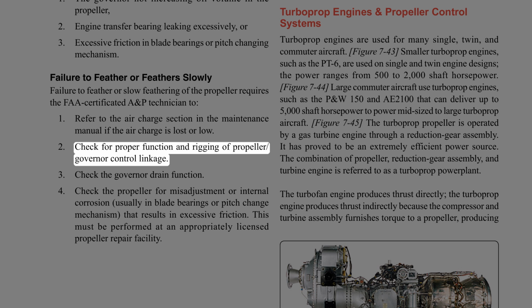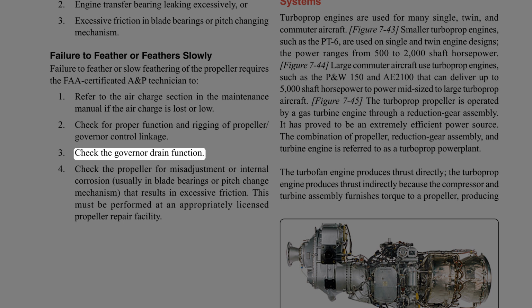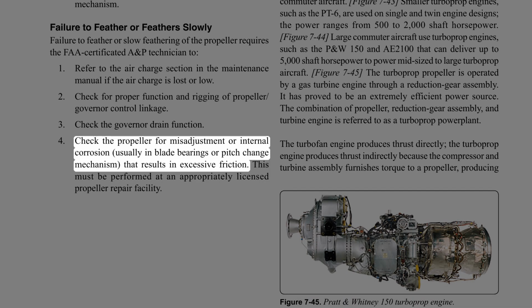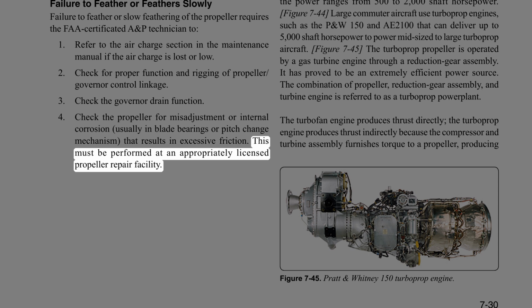Check for proper function and rigging of propeller, governor control linkage. Check the governor drain function. Check the propeller for misadjustment or internal corrosion, usually in blade bearings or pitch change mechanism, that results in excessive friction. This must be performed at an appropriately licensed propeller repair facility.